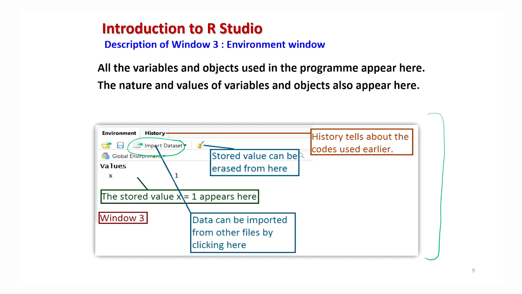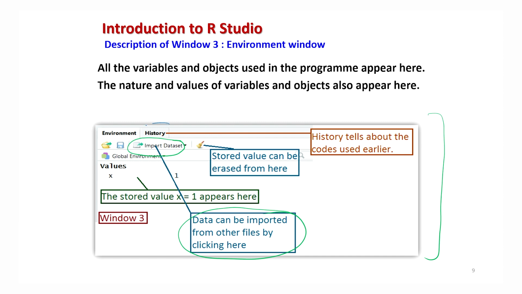So anyway, we have different commands to import the data set, and this command helps you: just by clicking on the file, choosing the suitable file and clicking on it, it will directly import the data set into the R software. So you need not remember the command, right? The data can be imported from other files by clicking here.